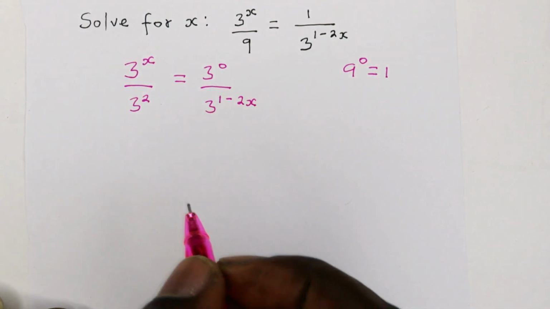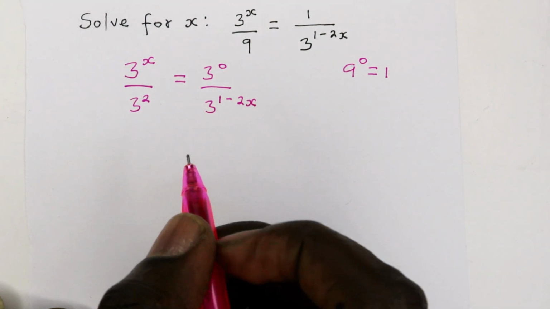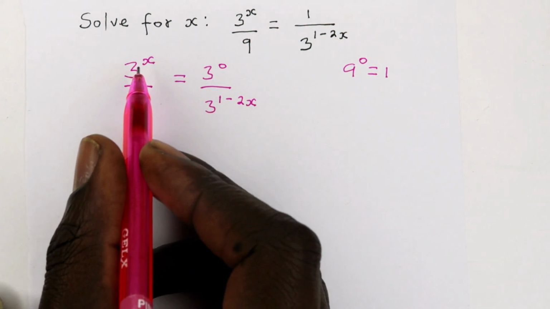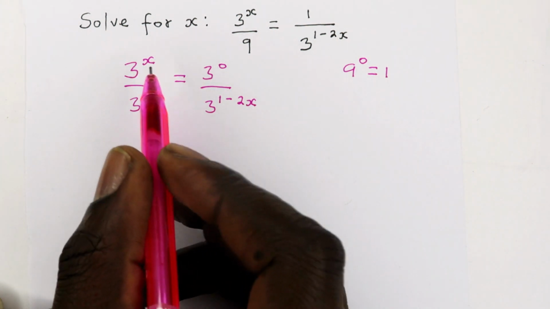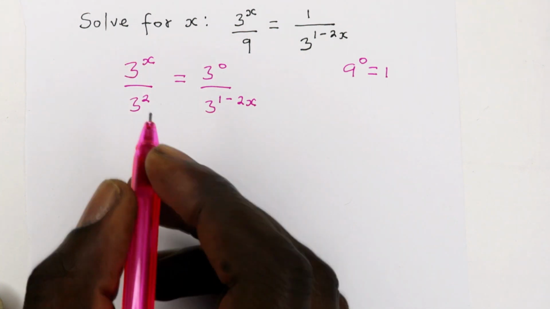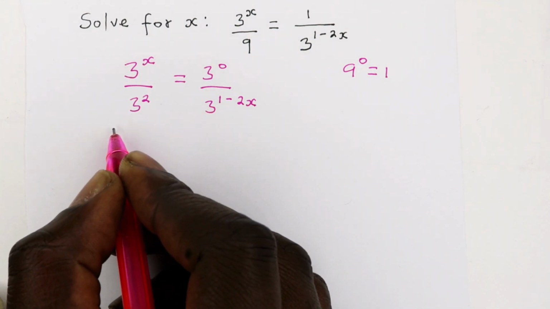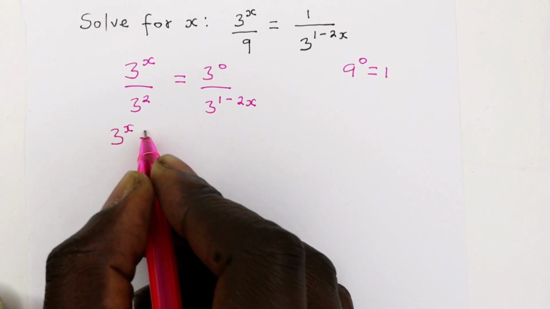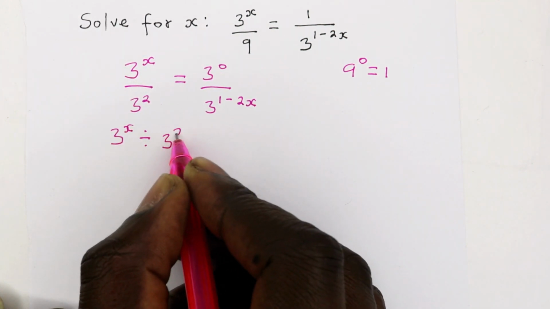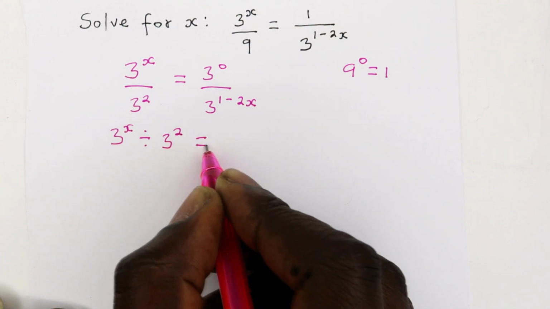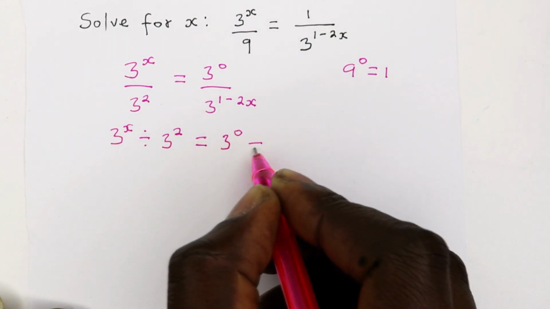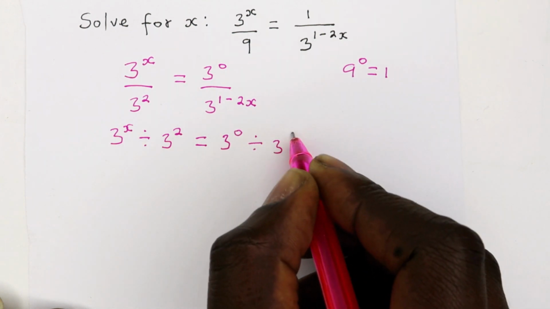So after this, all we need to do is just apply the laws of indices. So before we do that, we can derive this. This fraction just means it is a division between these two terms. So you can write the left-hand side as 3 raised to power x, divide by 3 raised to power 2. And then on the right-hand side, you have 3 raised to power 0, divide by 3 raised to power 1 minus 2x.